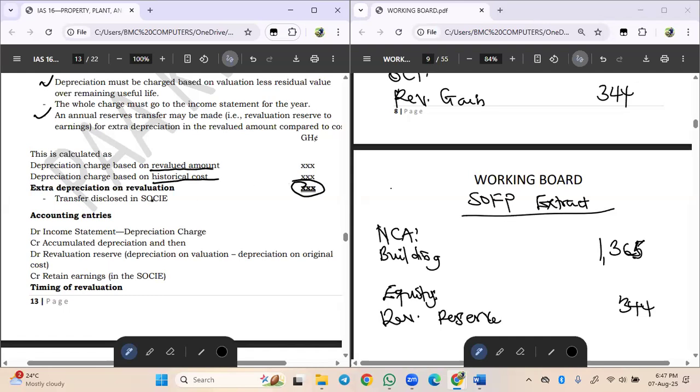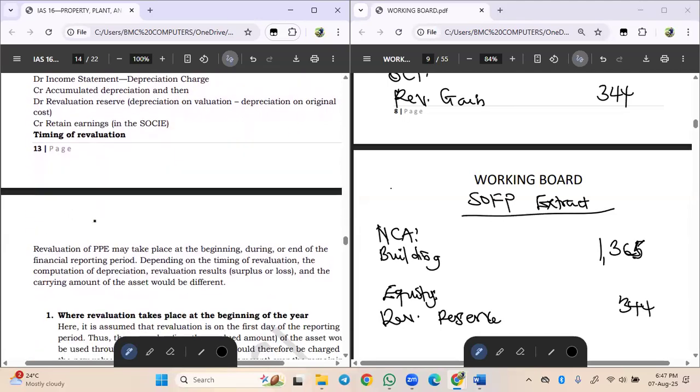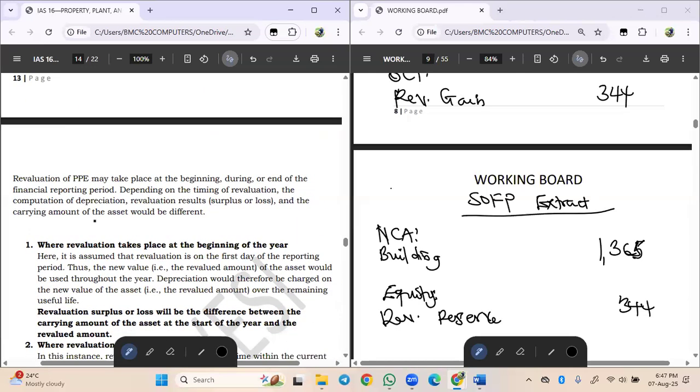So you will transfer that one to a statement of changes in equity. So you know the components of financial statement, there are 5, and statement of changes in equity is one of them. Okay. So you saw one example where you appreciate this particular principle. Okay. And these are accounting entries, that one, we know it already. So let's talk about the timing of revaluation.